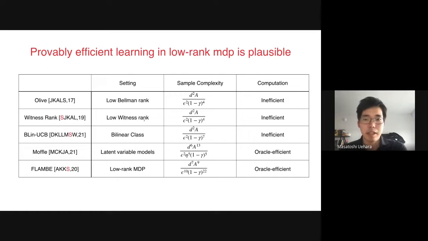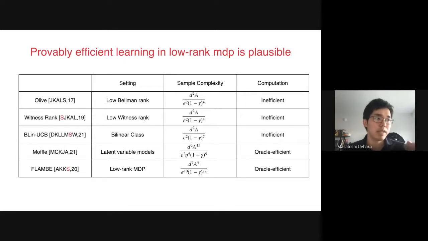Next, I'm going to give you a summary of the existing works. The first three columns are algorithms which work for very general models. If we apply these algorithms to low-rank MDPs, like OLIVE, Witness, and Bilinear UCB, we can get some sample complexity. And you can see that the sample complexity is actually not so bad, actually good.